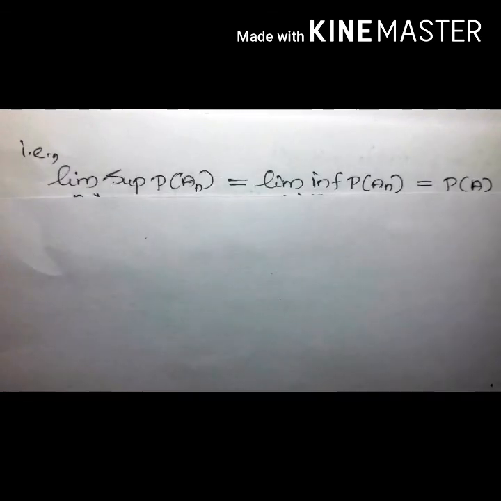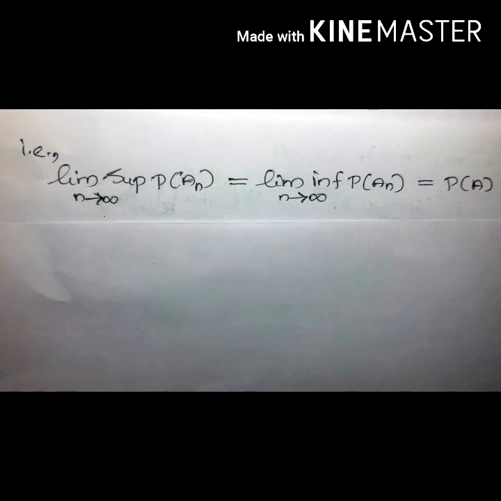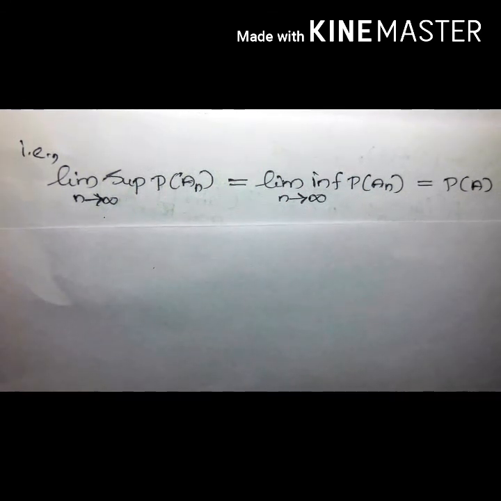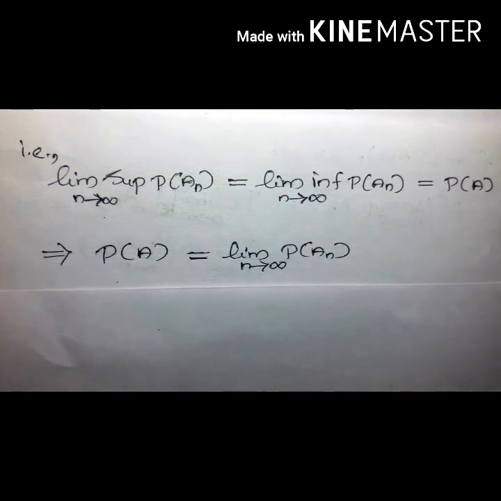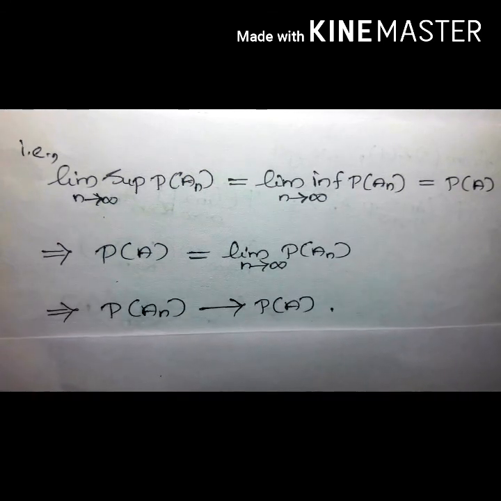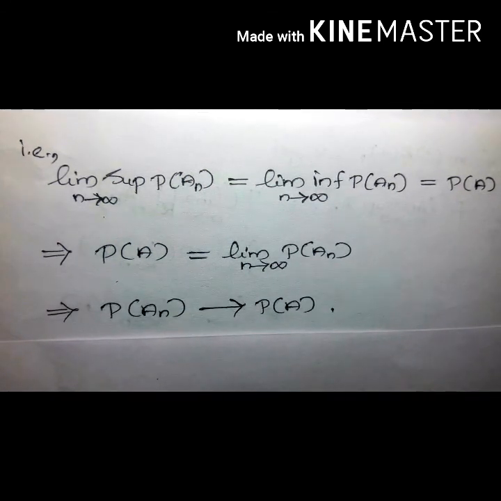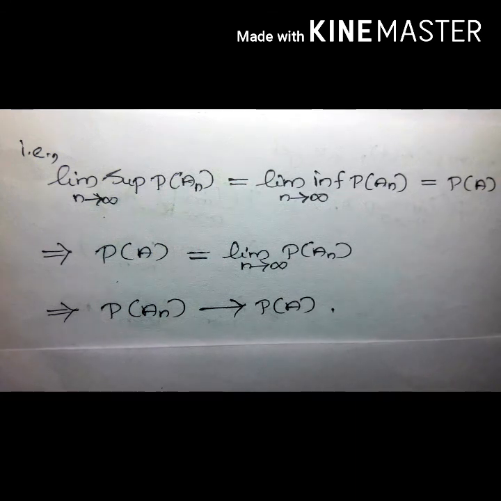Therefore we get limit supremum p of an equal to limit infimum p of an equal to p of a. That is, p of a equals limit as n tends to infinity of p of an. That is, p of an converges to p of a. That's all about the properties of p.